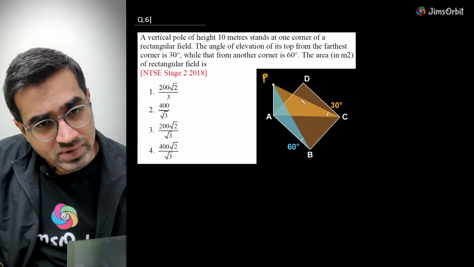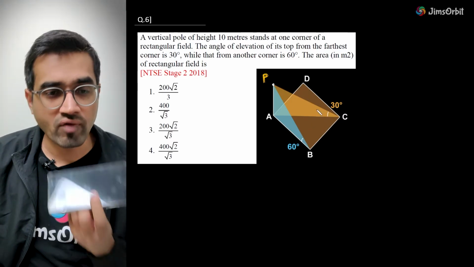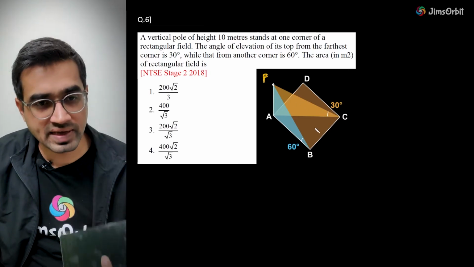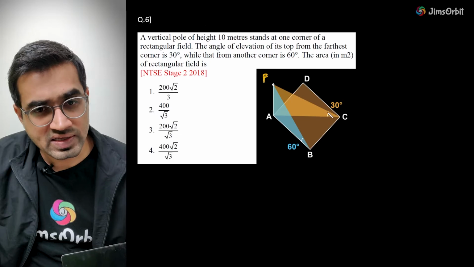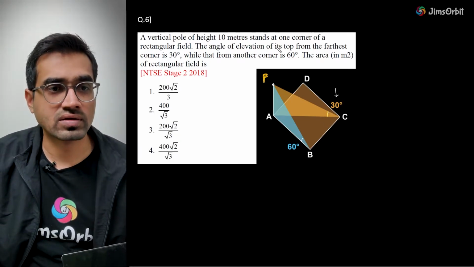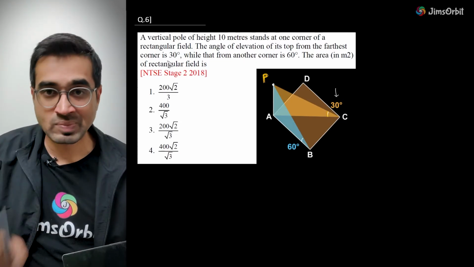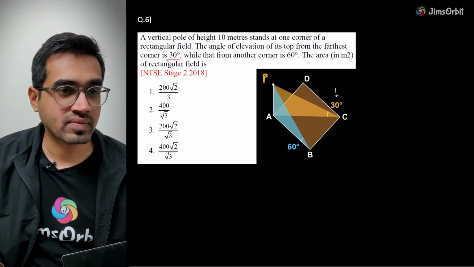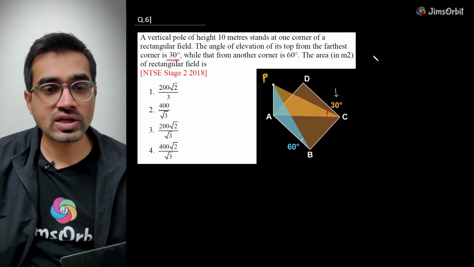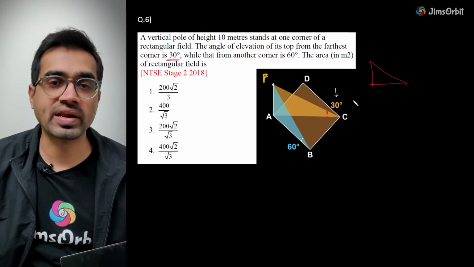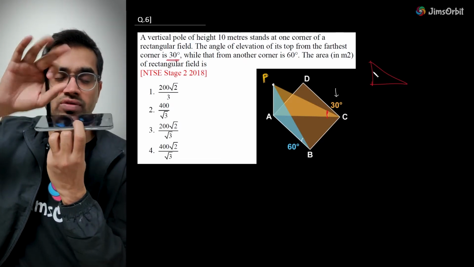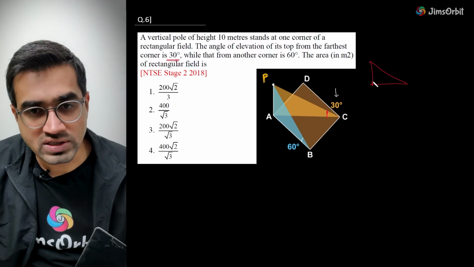Now you are looking from this point C to the top. This is the angle being made. And how much is the angle? It's 30 degrees. So someone is looking at it, and you can see a right angle triangle forming right away. It's always a right angle triangle because the pole is perpendicular to the field. Correct. So this is 90 degrees.